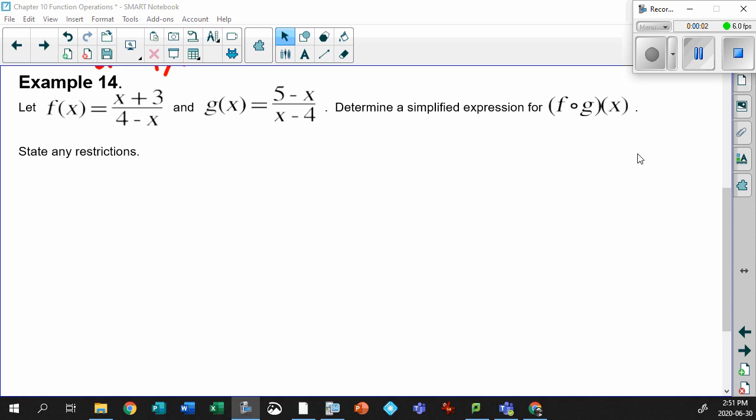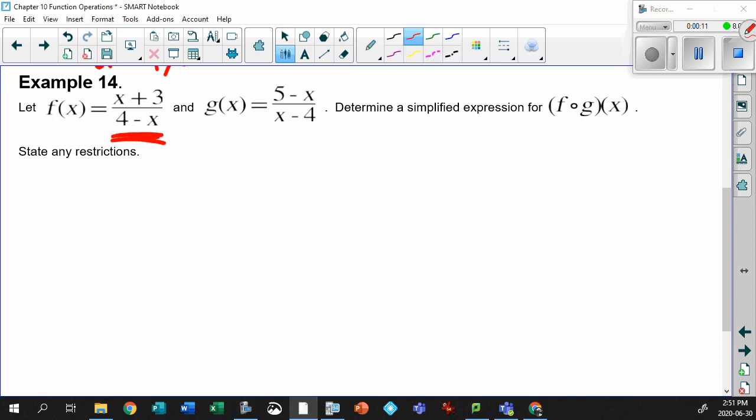Okay, sample 14. Look what we've got here. We've got the nastiest looking rational expressions here and here that we can find. And we're actually going to put these guys together to give me f of g of x. Oh my goodness. Okay, so how do we do this?